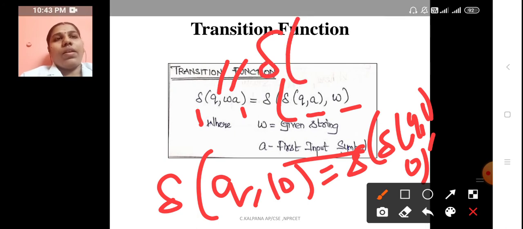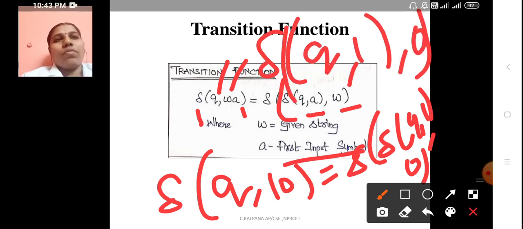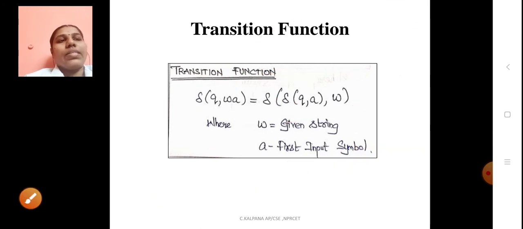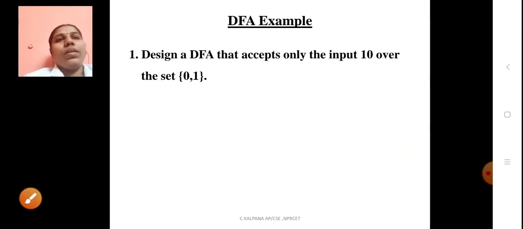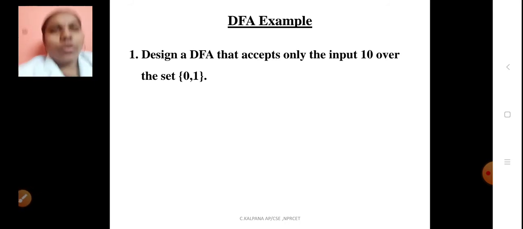Here I am writing δ(Q, 1, 0). So this is the example. Now we will see one example of finite automata for the input 1 0 over the set {0, 1}. The first step is we have to represent the number of tuples Q0, Q1, Q2 like that, and input symbol, transition function, then start state and final state.